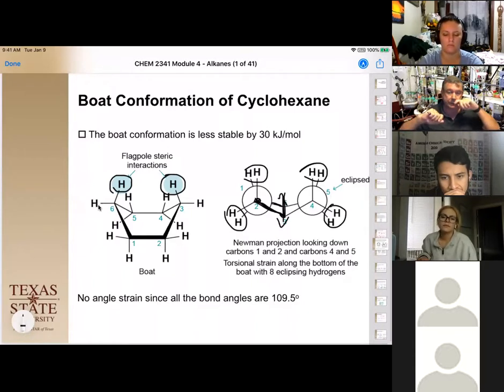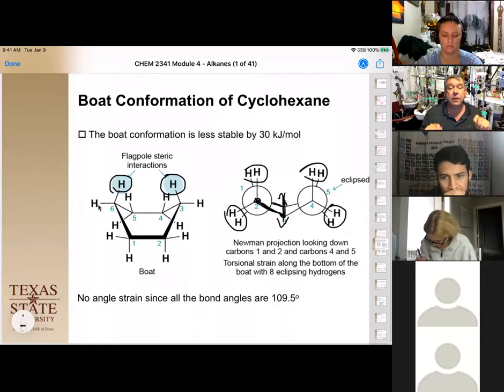And the fact that they're hitting each other is that additional energy that we see in that configuration, okay? Now, in theory, there's no ring strain because all of our bonds are at 109 degrees, but we do have eclipsed hydrogens and eclipsed carbons. The eclipse part is what's giving it the higher energy, not ring strain.